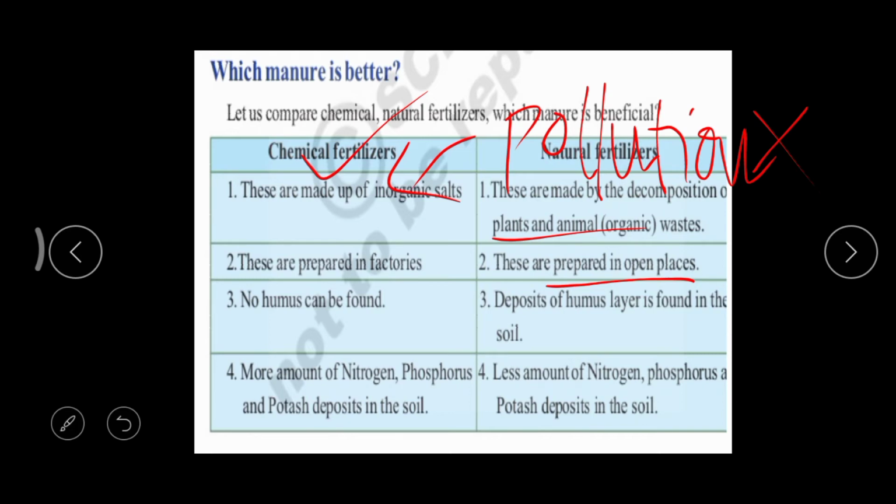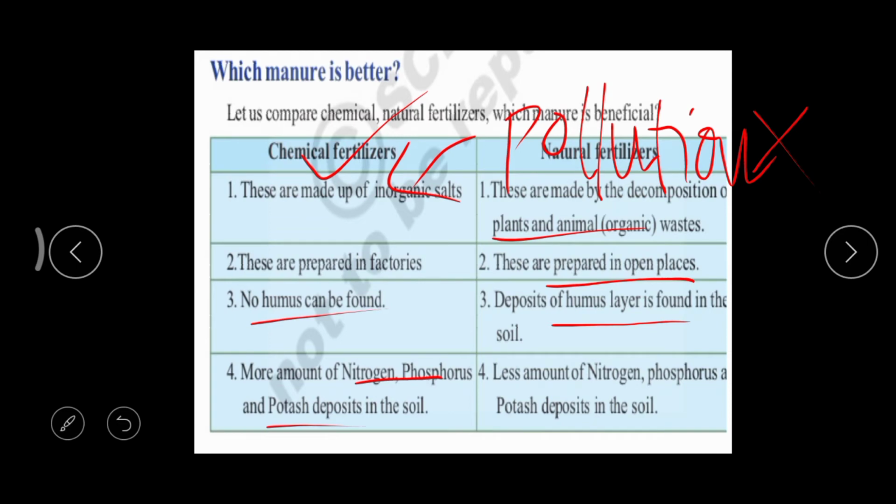Then, no humus can be found. What is meant by humus? Decomposed organic matter is called humus. This humus is absent in chemical fertilizers, but in natural fertilizers, humus is present, which is dark black in color. And in chemical fertilizers, the amount of nitrogen, phosphorus and potassium is more.